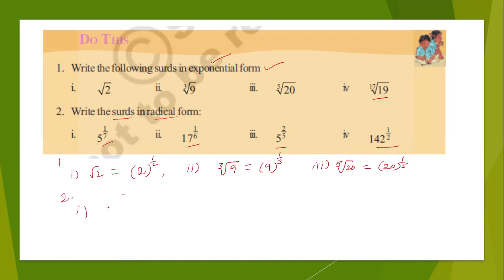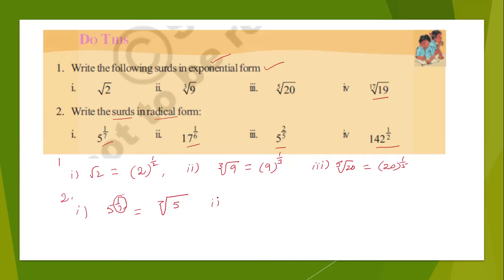Now how do you write these? 5 to the power of 1 by 7. This may be written as, you may observe what the denominator of the exponent is. The denominator of the exponent is 7. You write that first. That means 7th root of 5.